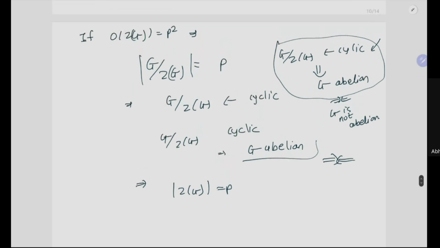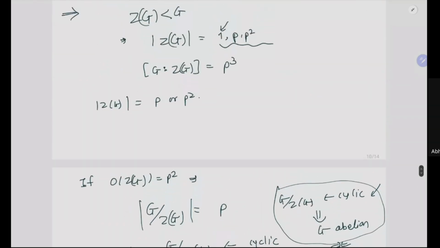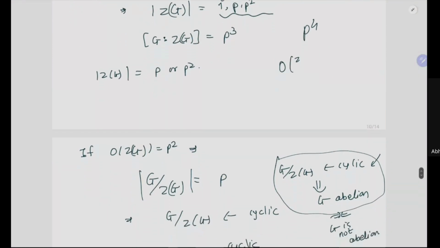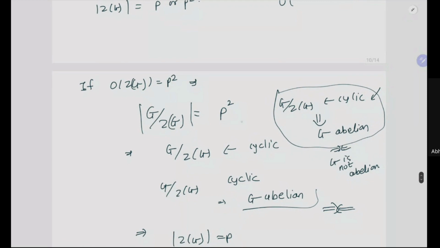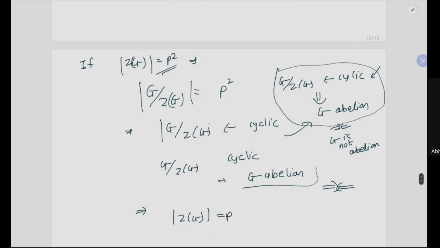Generalizing this for any p power n would be difficult. Suppose our case was p power 4, then the order of G by the center ZG will be p square. And then the argument we are using to discard the fact that the order of ZG can't be p square will not be true, because here once we have the order of G by ZG cyclic of order p, then we can say that this is p square.